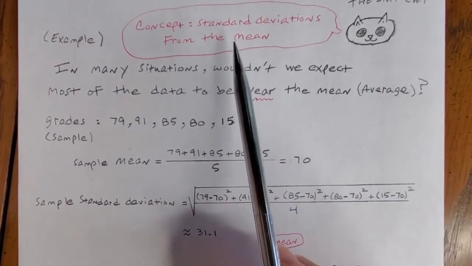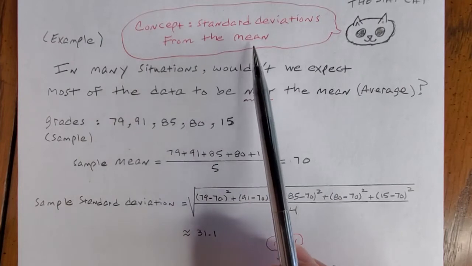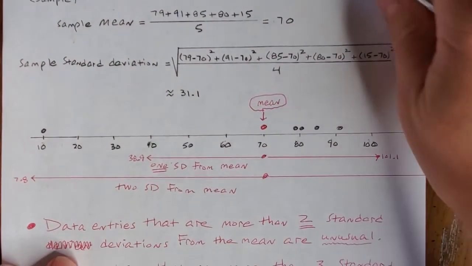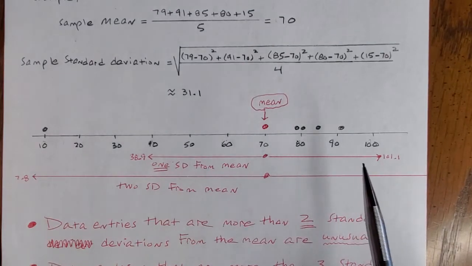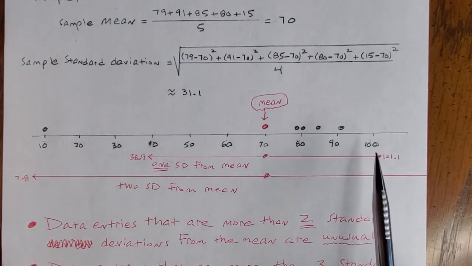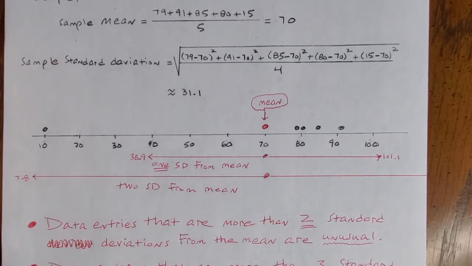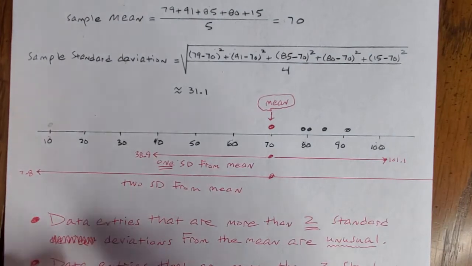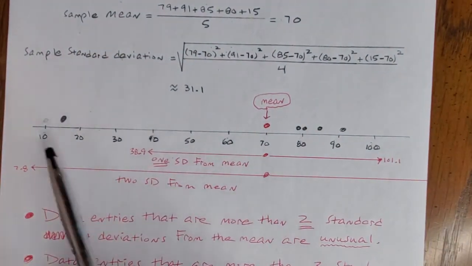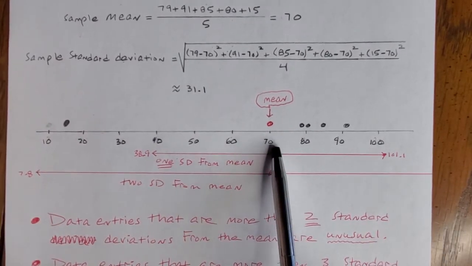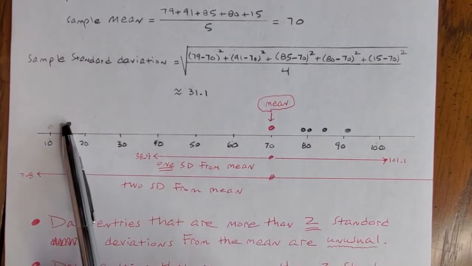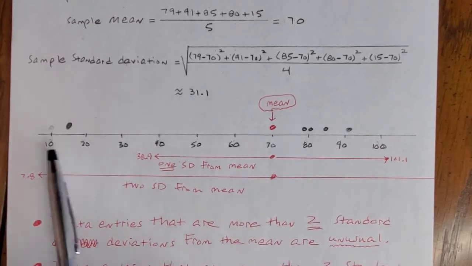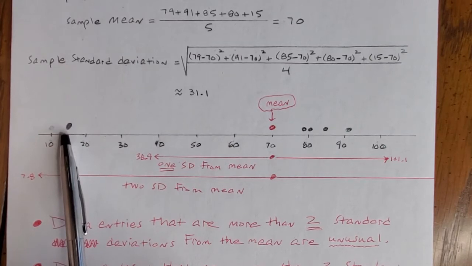Now, we are going to talk about this concept of what standard deviations away from the mean looks like, or what we mean by that. I put this all on a chart because I assume most people are visual. Here's the whole spectrum of grades, and there's the mean grade, 70. And these 5 dots represent the other scores. We had a 79, an 80, an 85, a 91, and then this really unusual score of 15, pretty far away from the others.